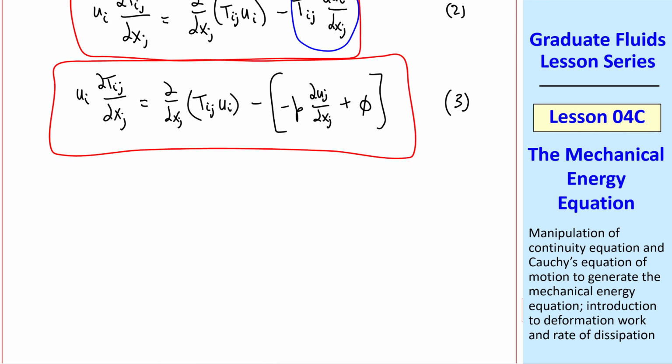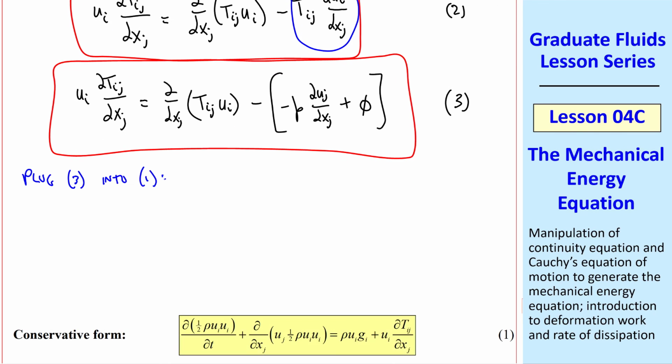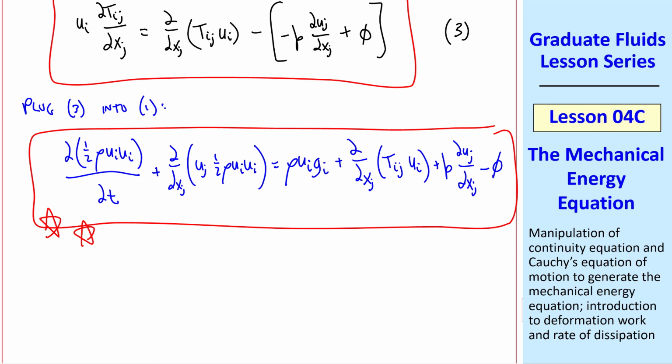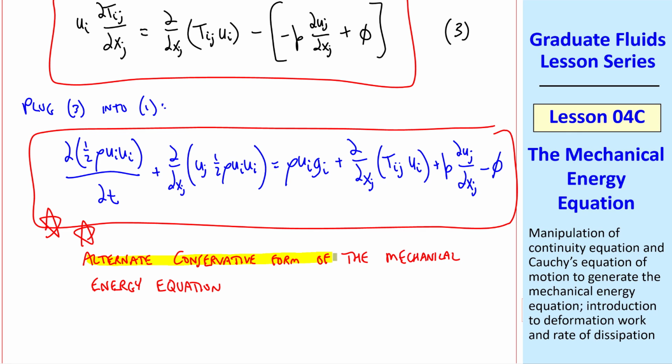Finally, let's plug 3 into equation 1, which was our mechanical energy equation in conservative form. So finally we get ∂/∂t of 1/2 ρ ui ui plus ∂/∂xj of uj 1/2 ρ ui ui equal ρ ui gi plus ∂/∂xj of Tij ui plus p ∂uj/∂xj minus phi. This we will call an alternate conservative form of the mechanical energy equation. This is the form that will be very useful to us, especially when we get into the study of turbulence.